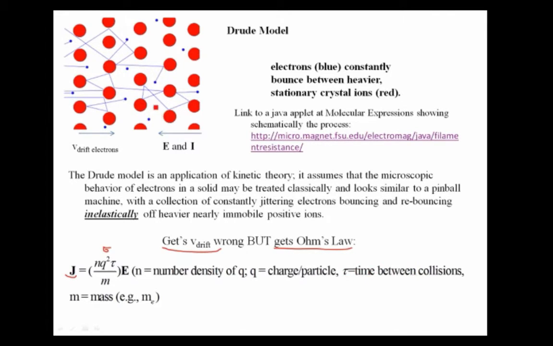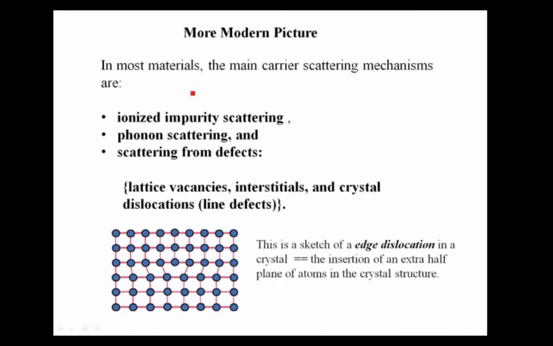So up here, if you looked on the average, how long it takes to collide with the ions, that would be tau on the average. And of course m is the mass of the particle. A more modern picture is that there's basically several carrier scattering mechanisms. One actually is if you have impurities.